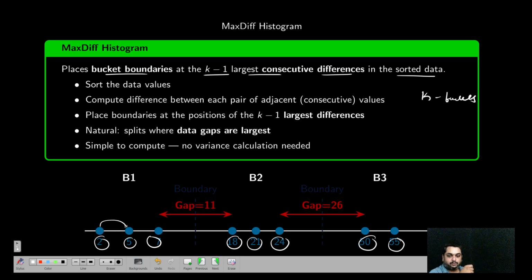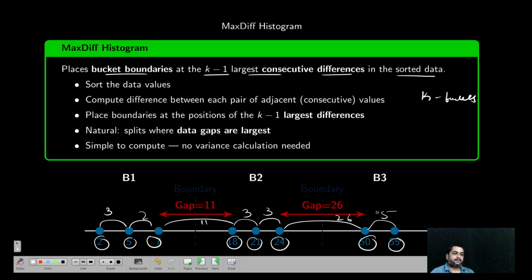Okay, so first 2 to 5 difference is 3, 5 to 7 difference is 2, 7 to 18 difference is 11, then 18 to 21 difference is 3, 21 to 24 difference is 3, 24 to 50 difference is 26, then 50 to 55 difference is 5.